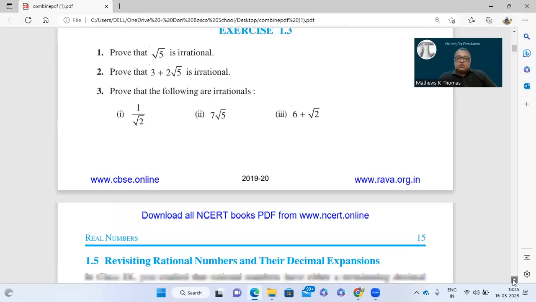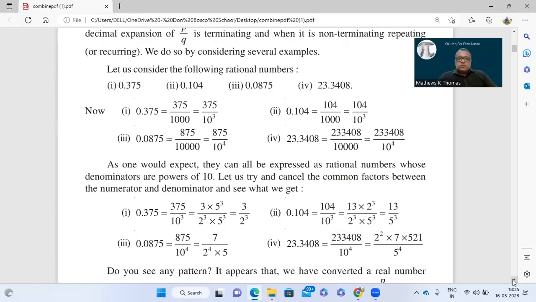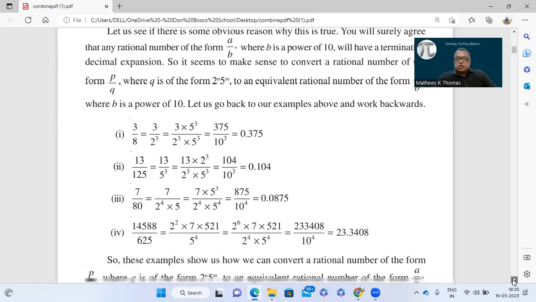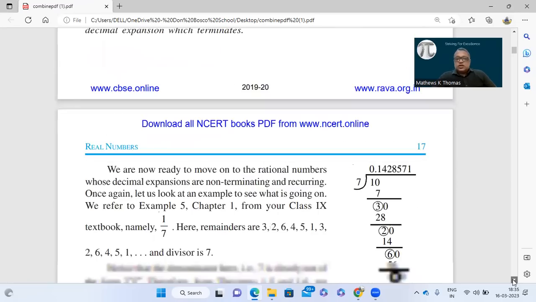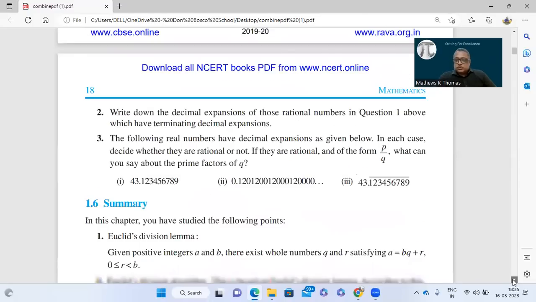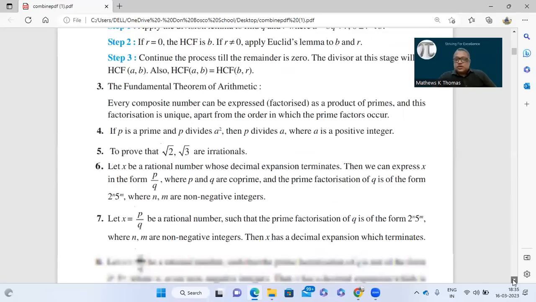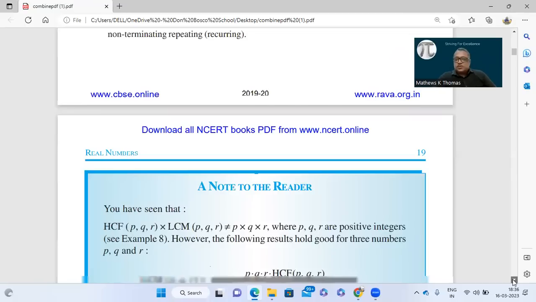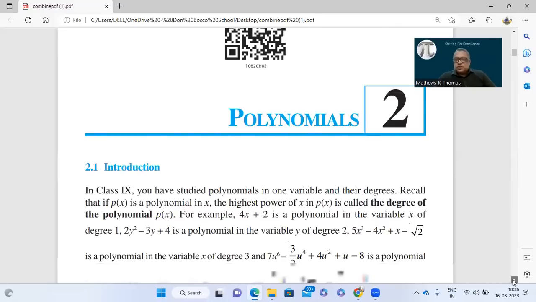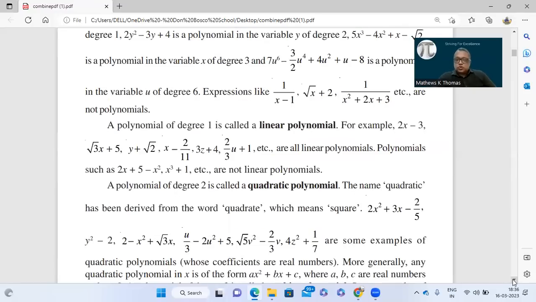Then we move on to chapter number 2, right? Chapter number 2 in our course is polynomials. The first exercise, if you see, is based on graphs. You have to just see the number of intersection points. The number of intersection points will give you the number of zeros of the polynomial.